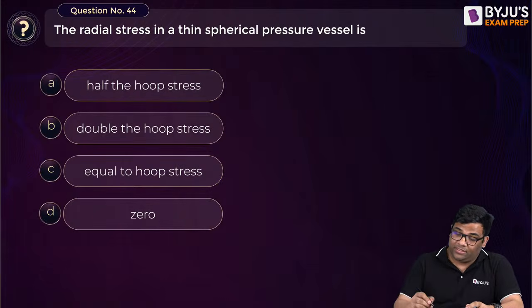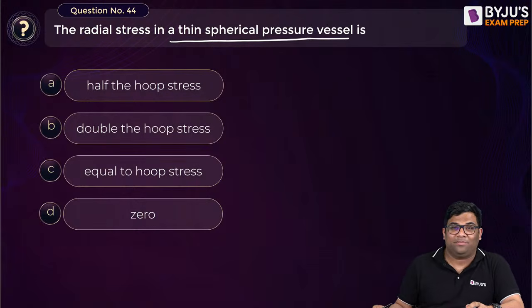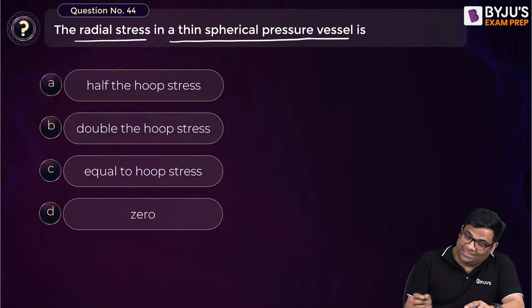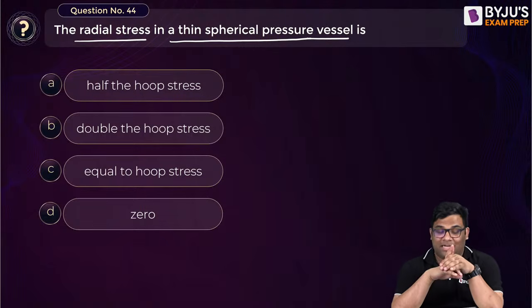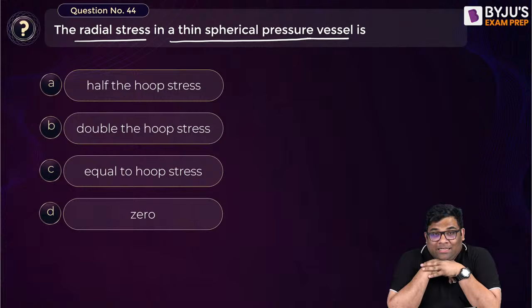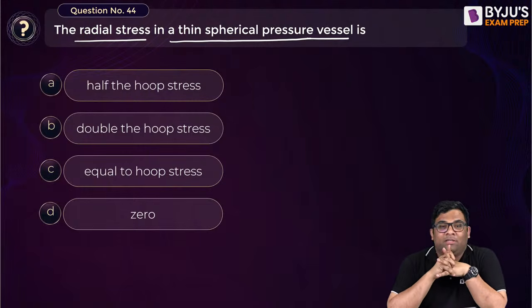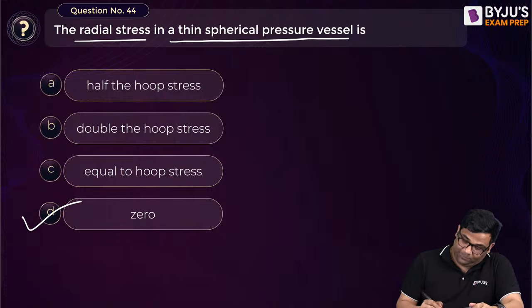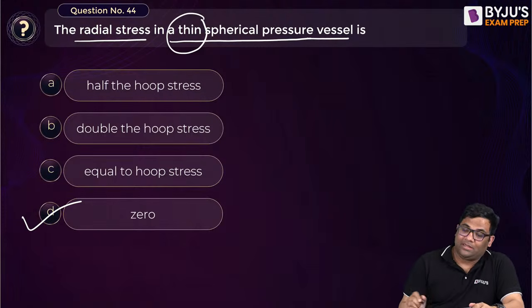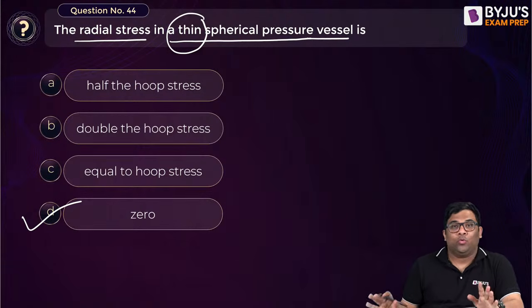The radial stress in a thin spherical pressure vessel. What is the answer? The radial stress is how much? Zero. Yes. See, in thin it is 0.